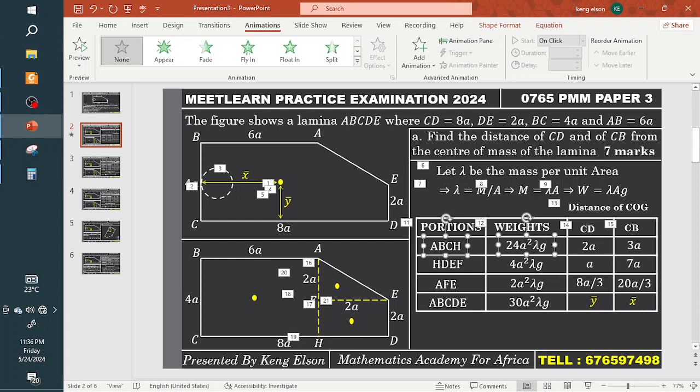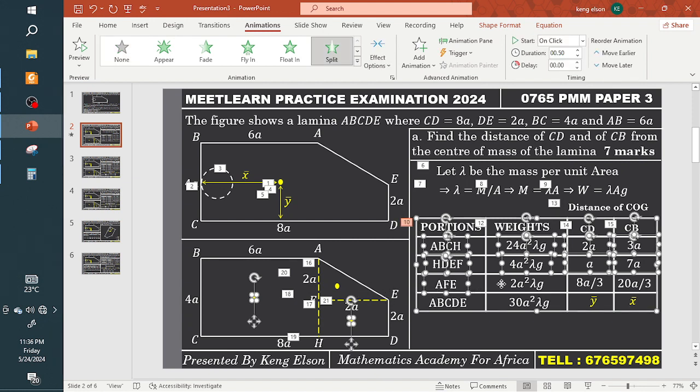then I indicate the center of mass. See, the way I'm clicking is with respect to the way I want it to be appearing. Then after taking that, I come and talk about the distances. Then I take the second portion, I look for its weight. The second portion, I indicate the center of mass, and I talk about the distances. The third portion, I take the weight. I locate the center of mass, then I talk about the distances. The last portion, the weight, the center of mass, we already talked about it.